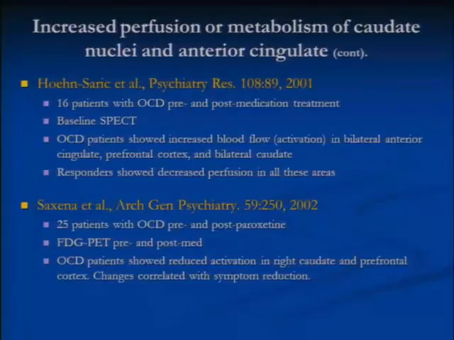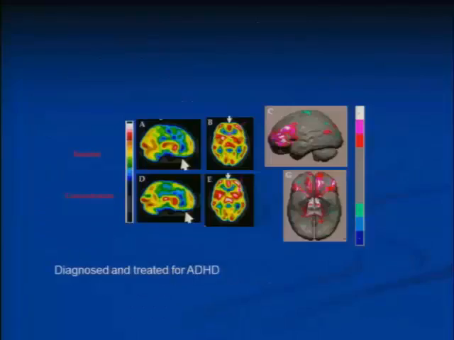But just to drive home the point, here's some more SPECT studies. OCD again, increased blood flow, anterior cingulate, prefrontal cortex, bilateral caudate. And here's a PET study showing the same thing. Okay, do you believe me now? So the last time I gave that series of slides, I was at the American Psychiatric Association meeting. And afterwards, the response was, no, we don't believe you. SPECT has no use in the diagnosis of OCD. But let's take a look, putting it all together.